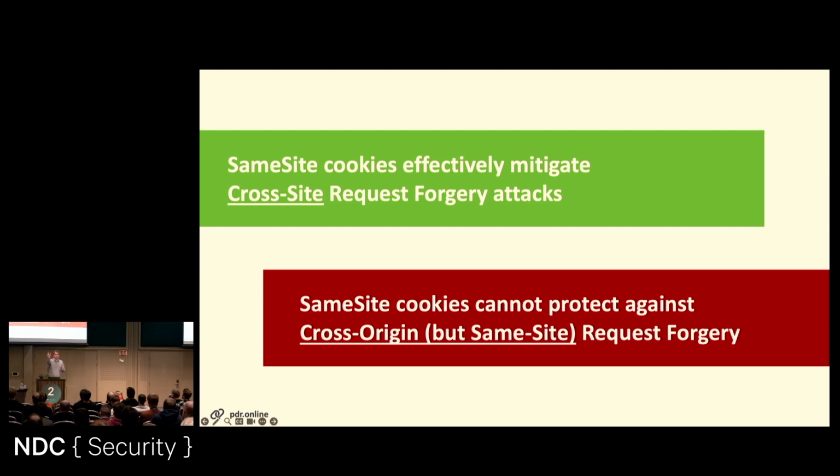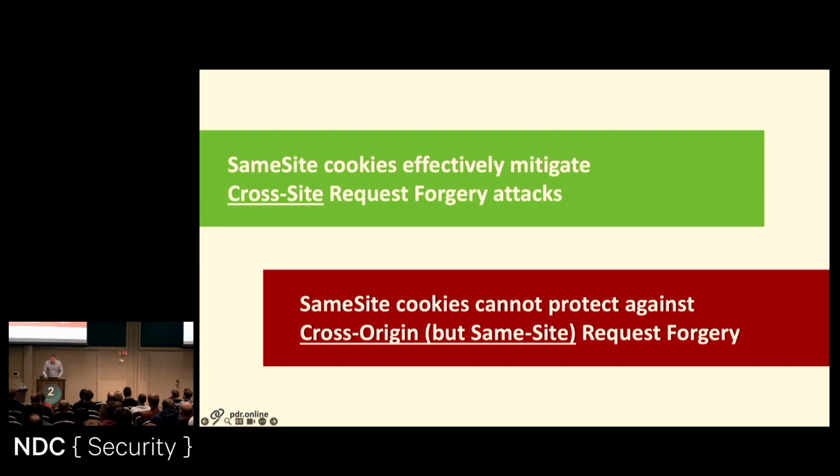Well, the site is the eTLD plus one, like retrograde.com, but the origin includes the full host name. And that means if you can send a request from a subdomain of the site, like evil.retrograde.com, and you send it to api.retrograde.com, it is same-site. They both have the same site. It's cross-origin, and it's request forgery. And guess what's going to be present on a same-site request? Same-site cookies. So that's not good.